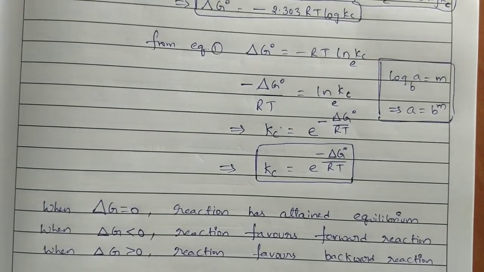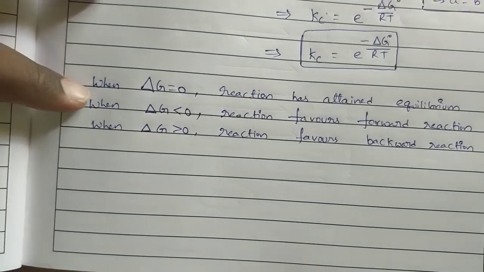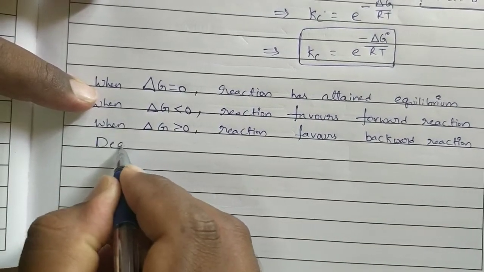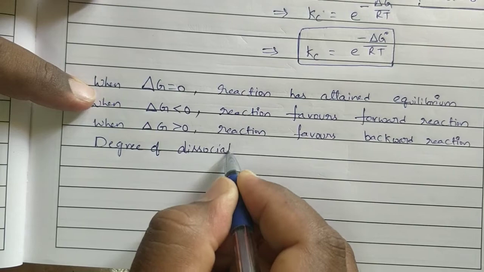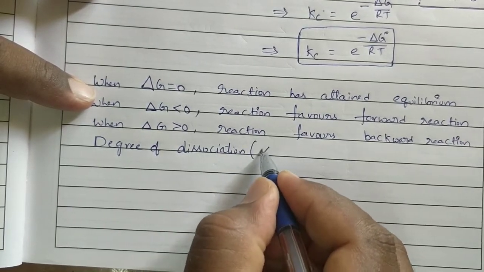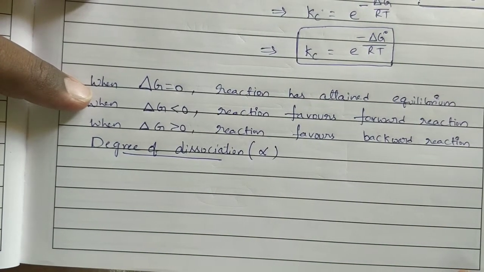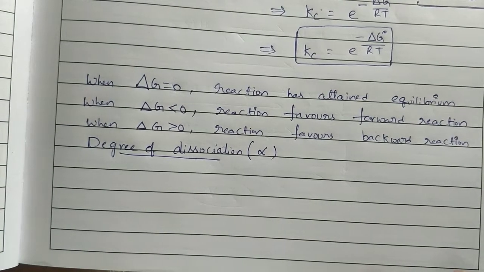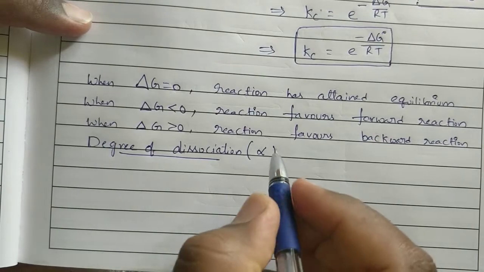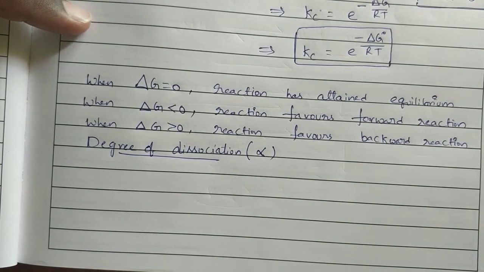And finally, one more term we need to know while we are doing problems for equilibrium, that is degree of dissociation, alpha. Degree of dissociation alpha. This is the term which explains to what extent the particle undergoes dissociation.